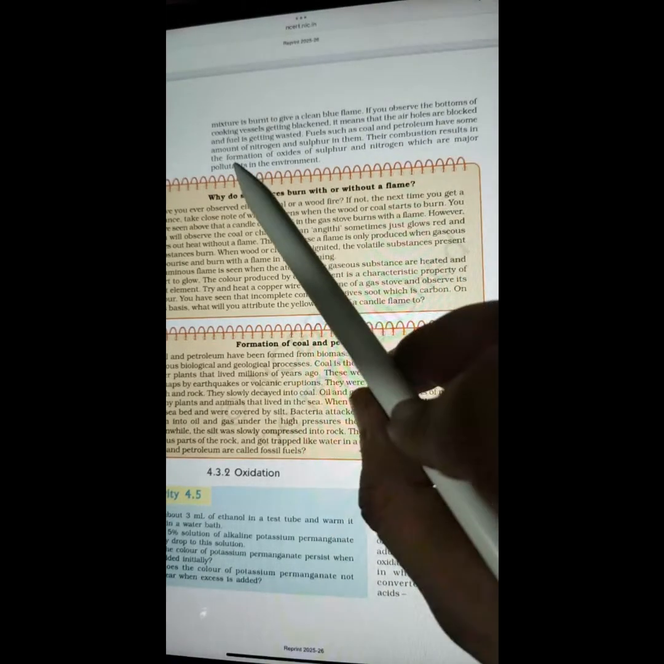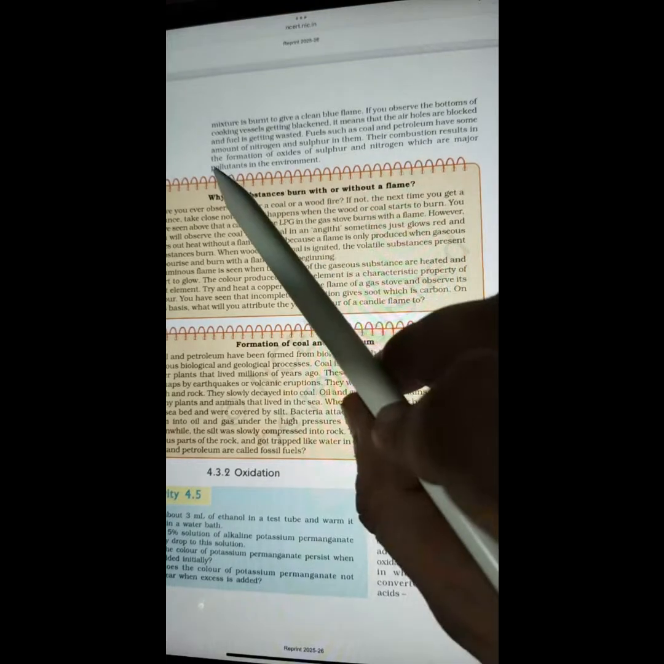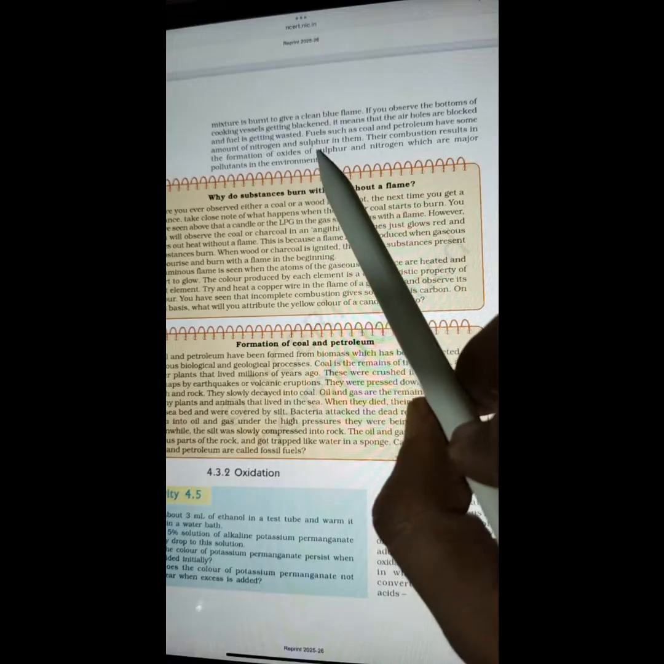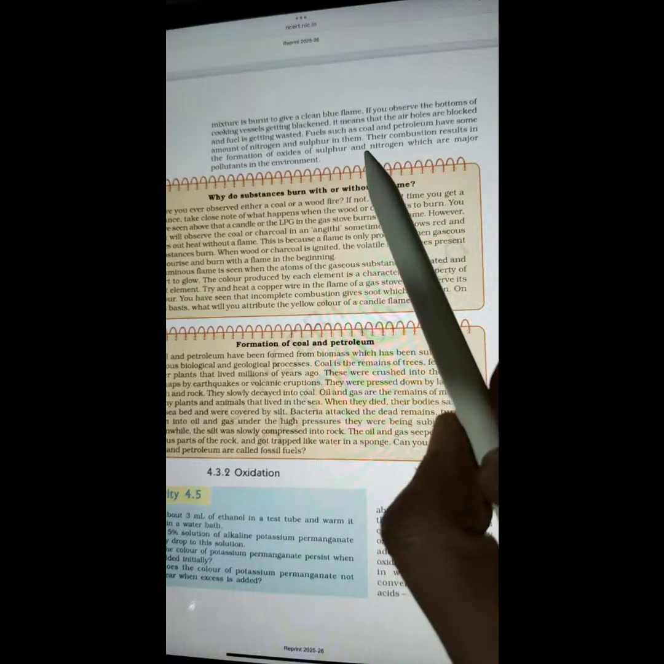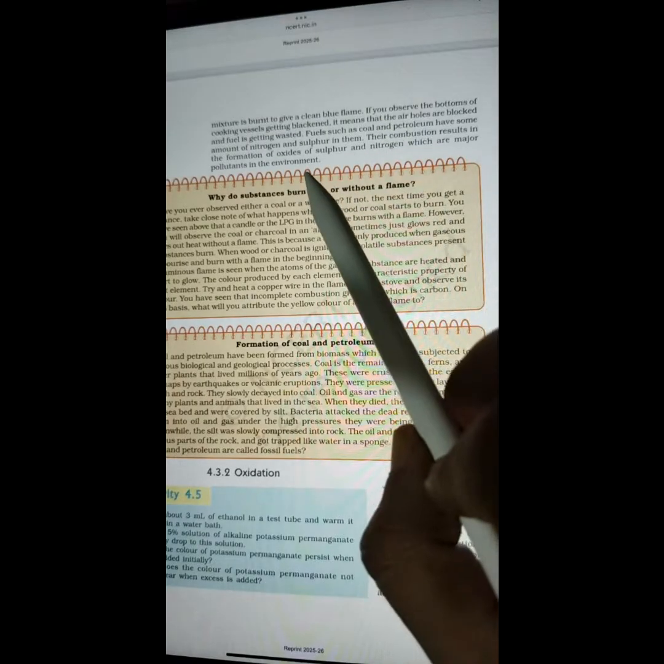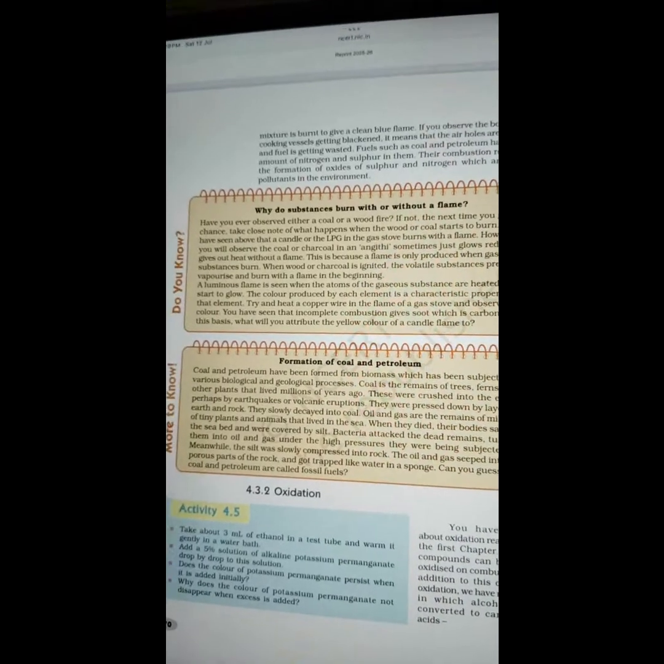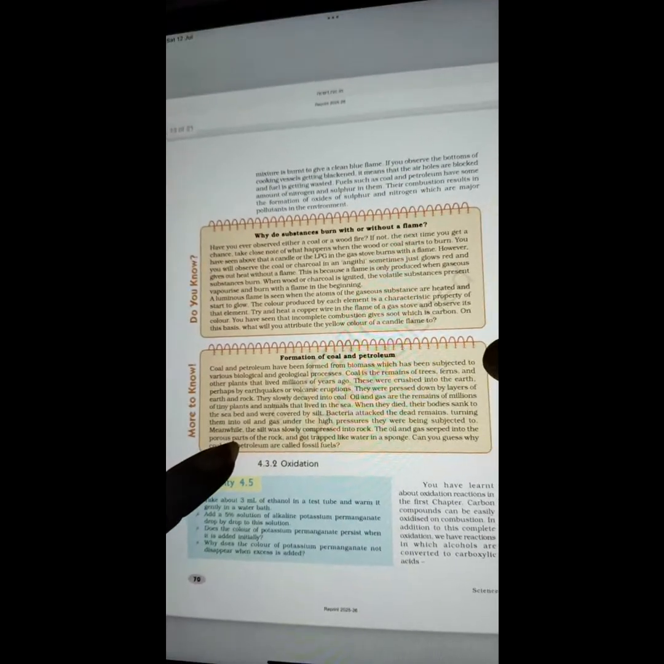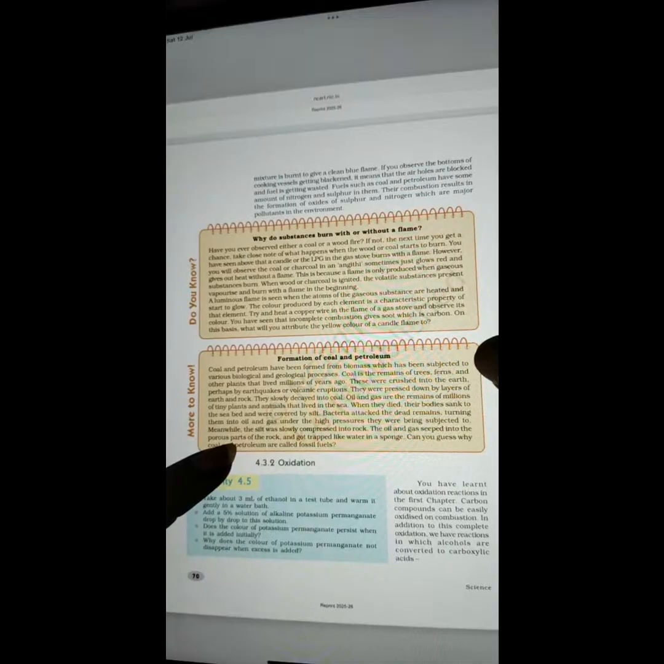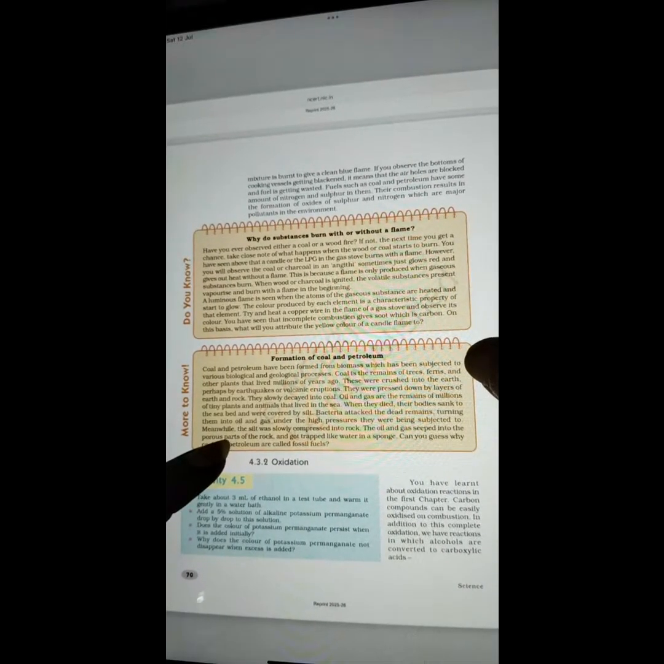If you observe the bottom of cooking vessels getting blackened, it means that the air holes are blocked and the fuel is getting wasted. Fuels such as coal and petroleum have some amount of nitrogen and sulfur in them. Their combustion results in the formation of oxides of sulfur and nitrogen, which are major pollutants in the environment. So every time you are preparing the chapter, you must read this block because a question can always come from these blocks too. Why do substances burn with or without a flame?